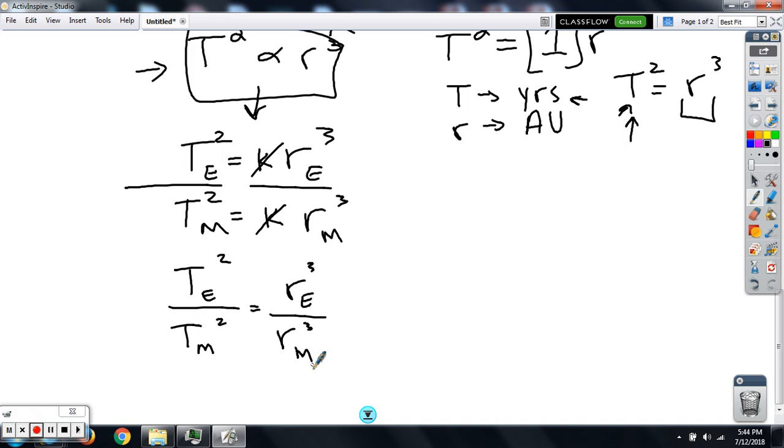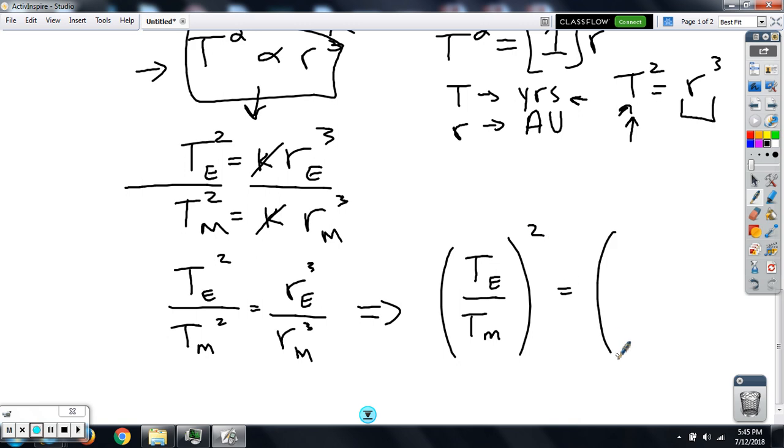Now, as long as the r's have the same units and the t's have the same units, then you can use whatever units you want now. The other way you can see that is this could be rewritten as a ratio of the periods, the whole thing squared, and that can equal the ratio of the distances, the whole thing cubed.